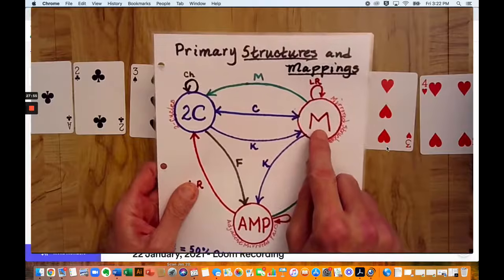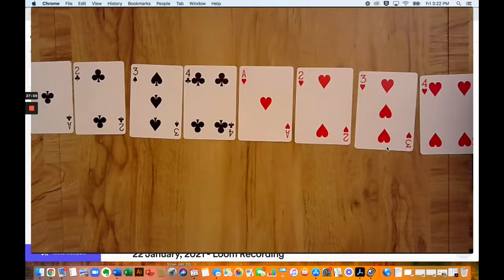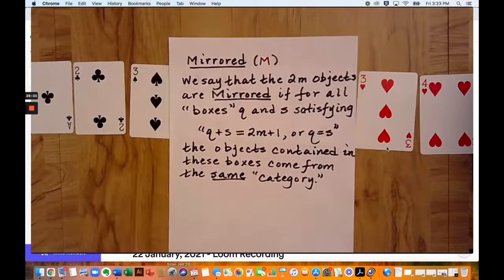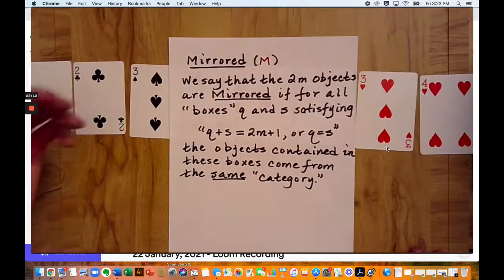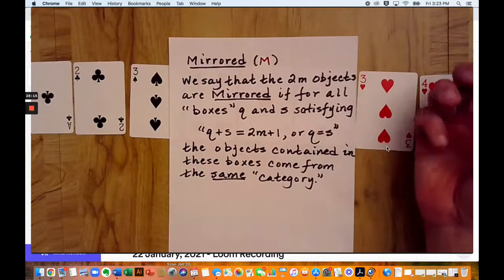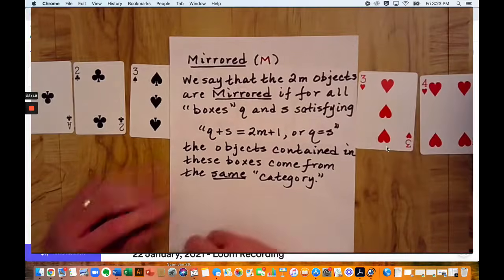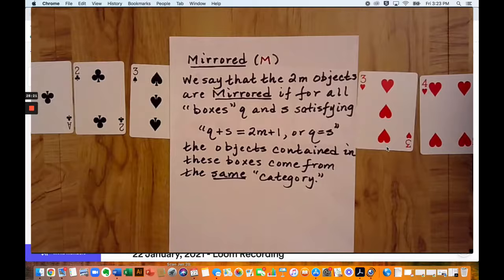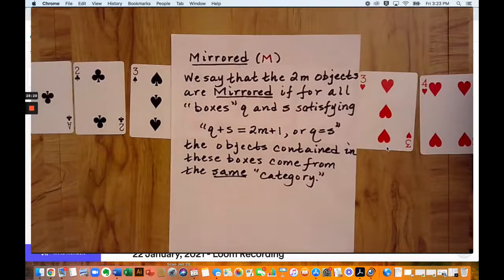We looked at the mirrored structures next. Okay, so to remind you of what those are, we say that the 2M objects are mirrored if for all boxes, now remember, this is box 1, imagine a box there and a box here, 3, 4, up to box 8, if for all boxes Q and S satisfying this set of conditions, that Q plus S is equal to 2M plus 1, or we're allowing Q to be equal to S, we need it to be the case that the objects contained in these boxes come from the same category.